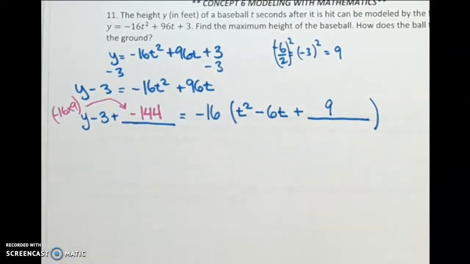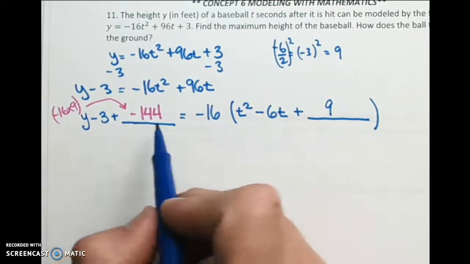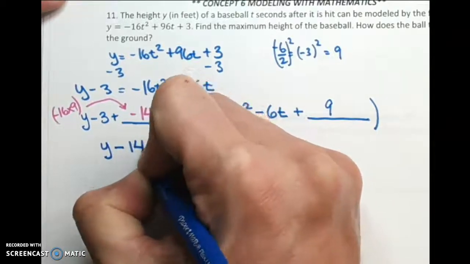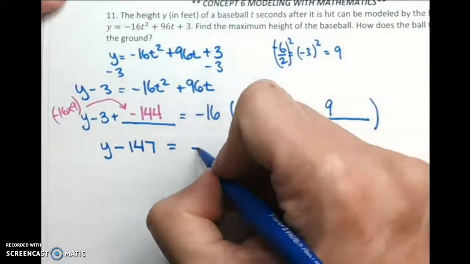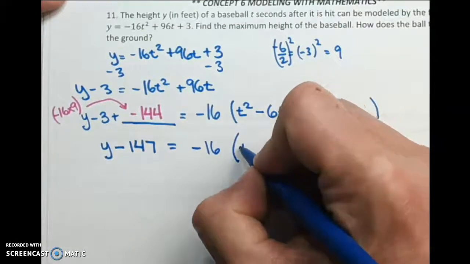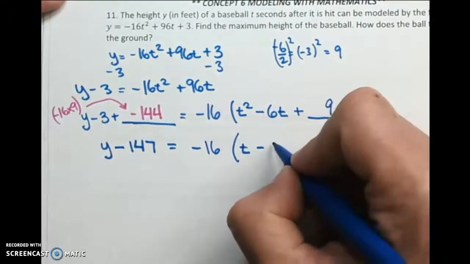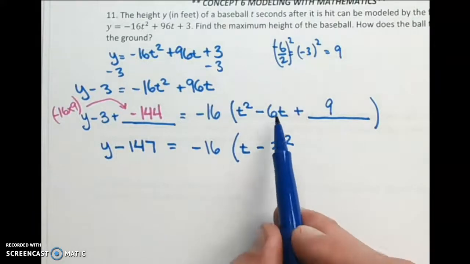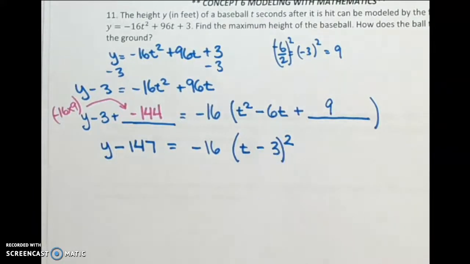Okay. Once I have that, I'm going to keep on going. On my left-hand side, I combine like terms. y minus 147 equals negative 16, and then I'm going to factor this trinomial square to t minus 3 squared. You can check real quick. t times negative 3 is negative 3t. Double that, negative 6t. It works.